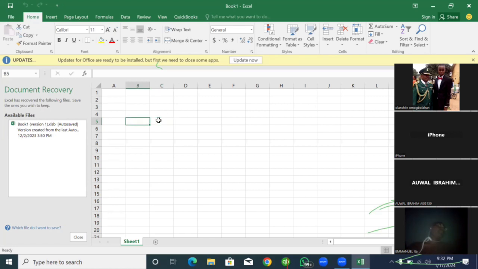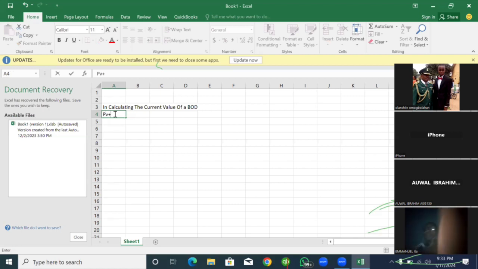So in calculating the current value of the bond, this means PV, obviously. PV equals interest payment. Because when you are doing irredeemable bond, these are the only values you have. You have just the interest payment, the amount you are paying, and the yield. Those are the only details you have.